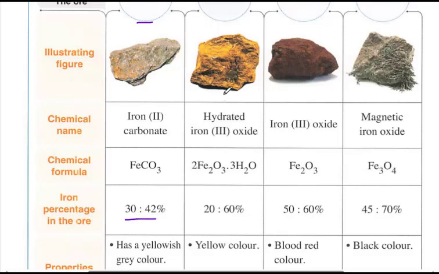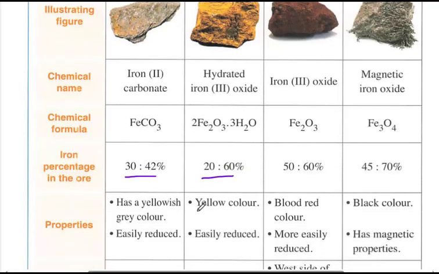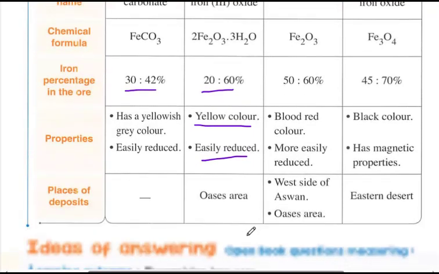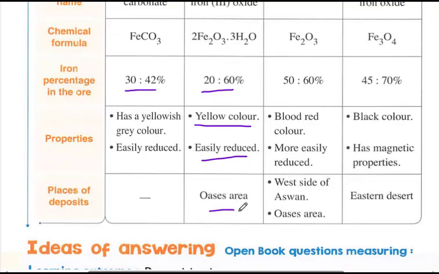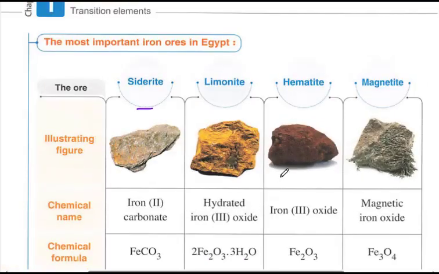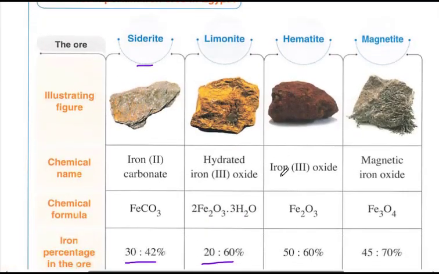Next, limonite is hydrated ferric oxide or hydrated iron(III) oxide. Its percentage is from 20 to 60 percent. Its color is yellow. It is easily reduced. It is found in the oasis area. Afterward, hematite or ferric oxide.